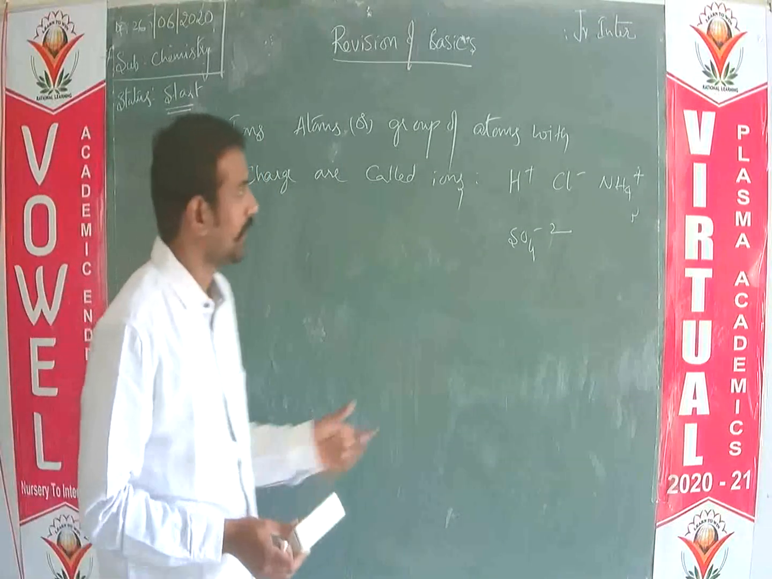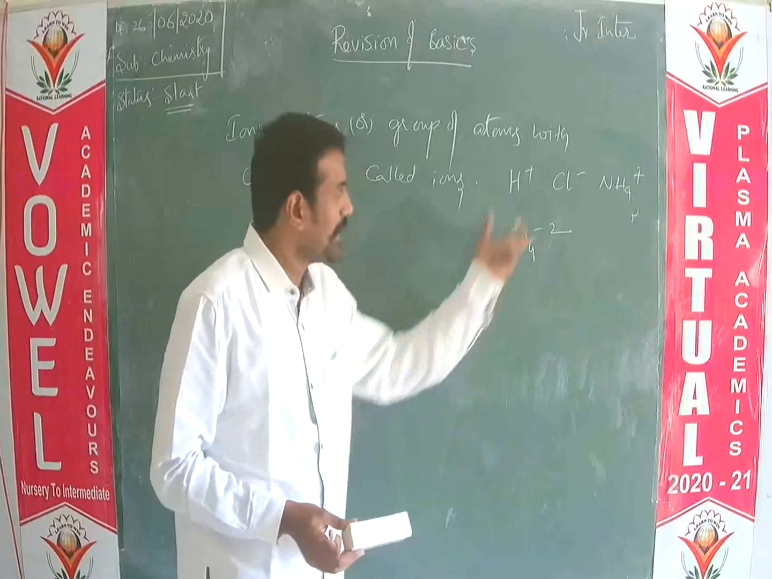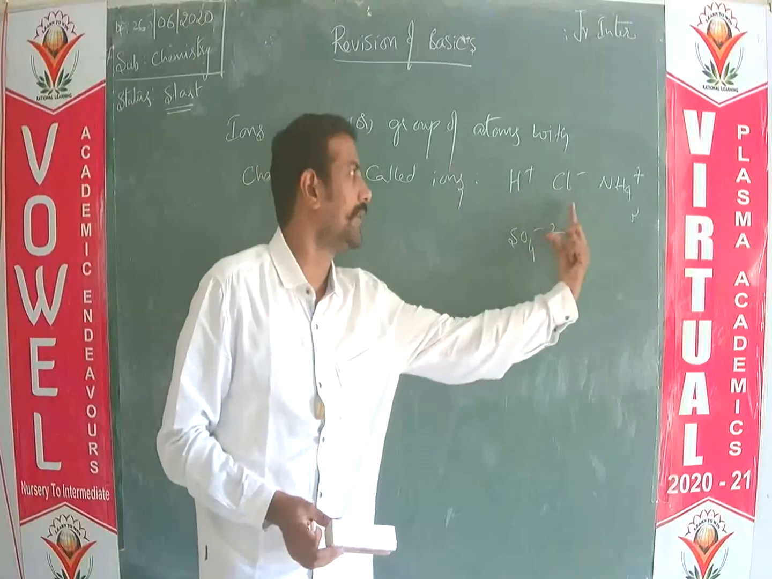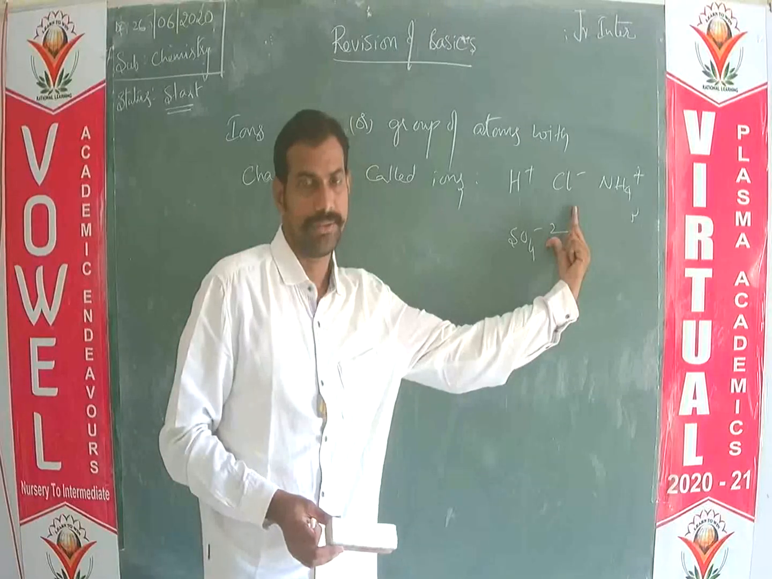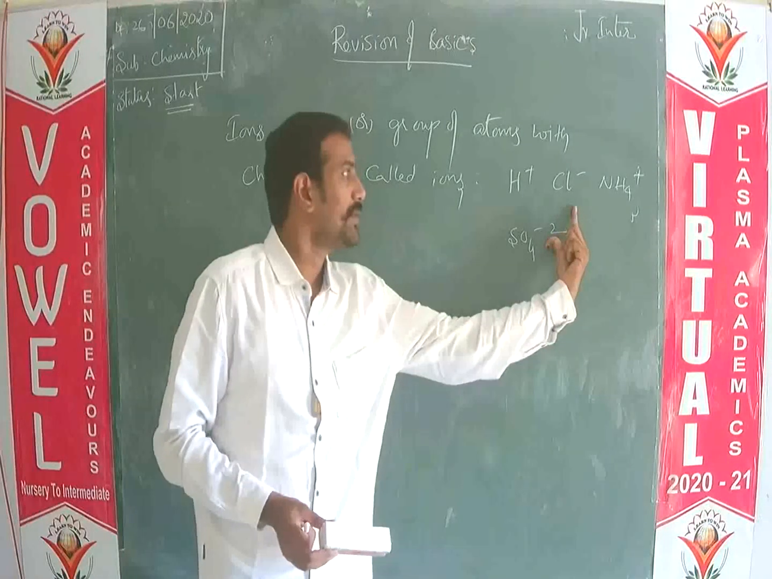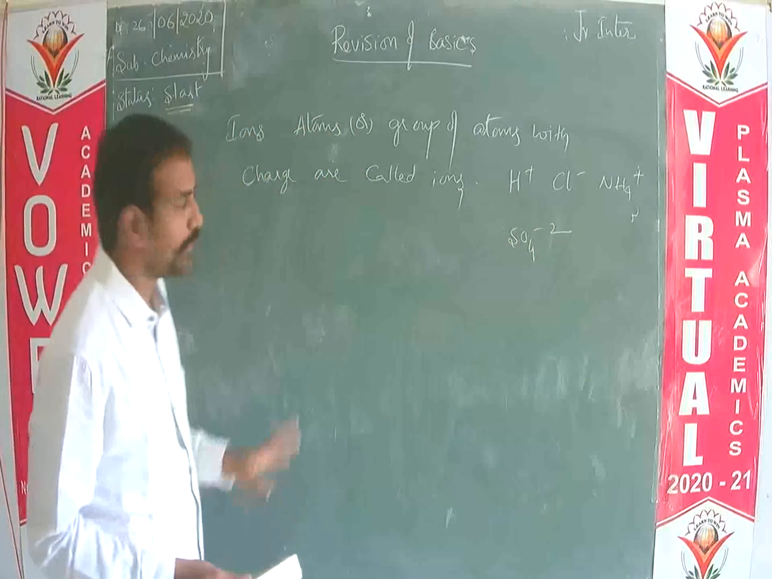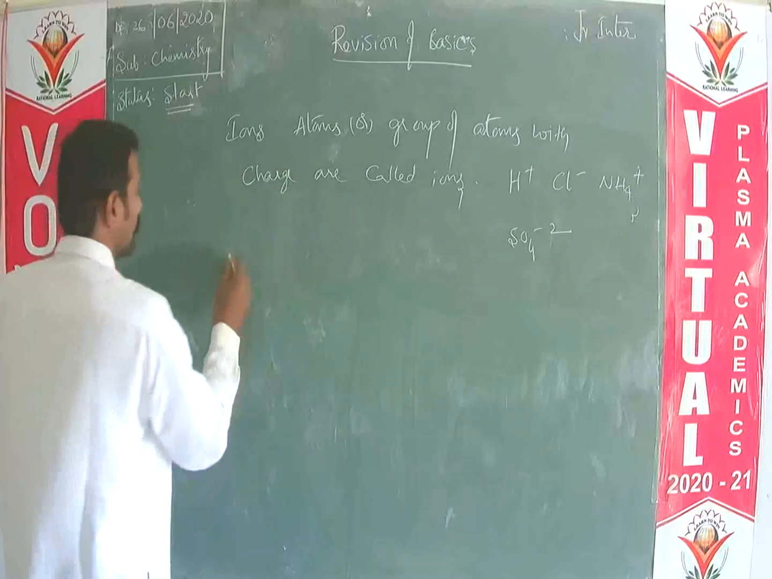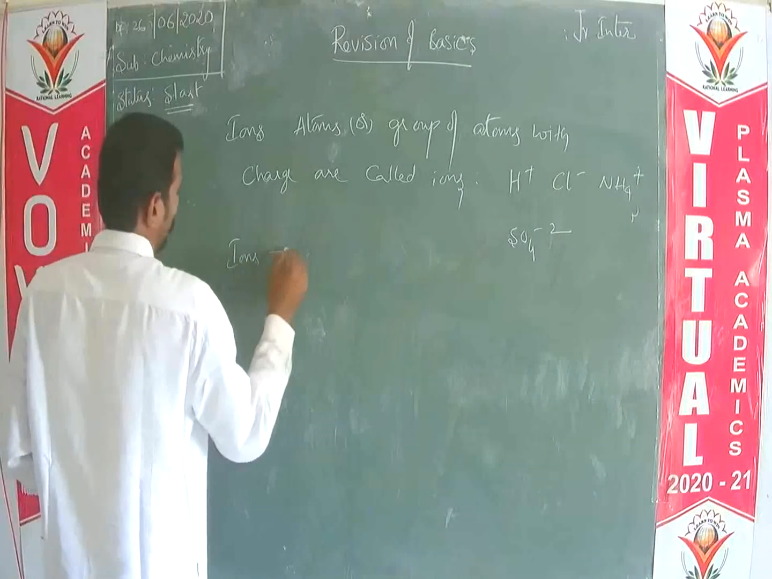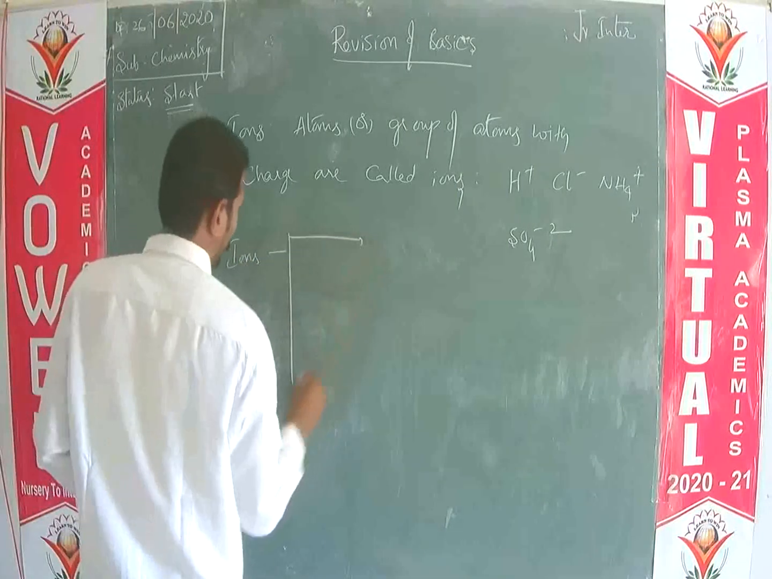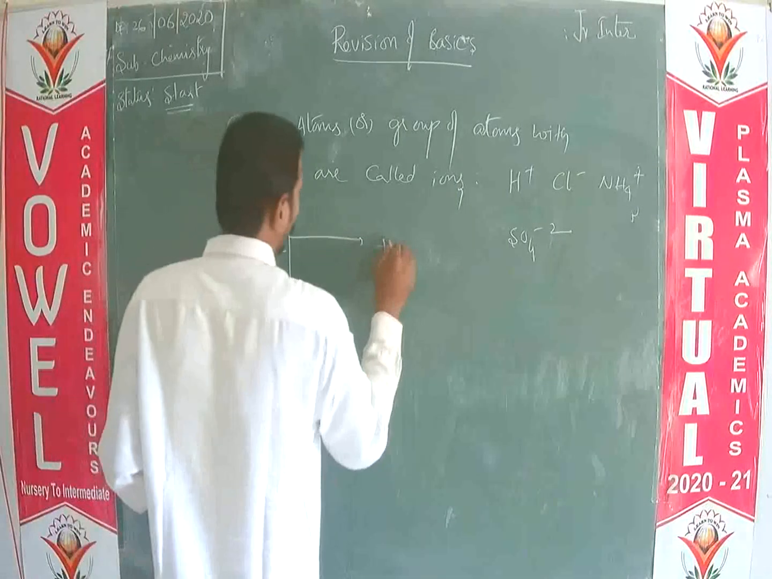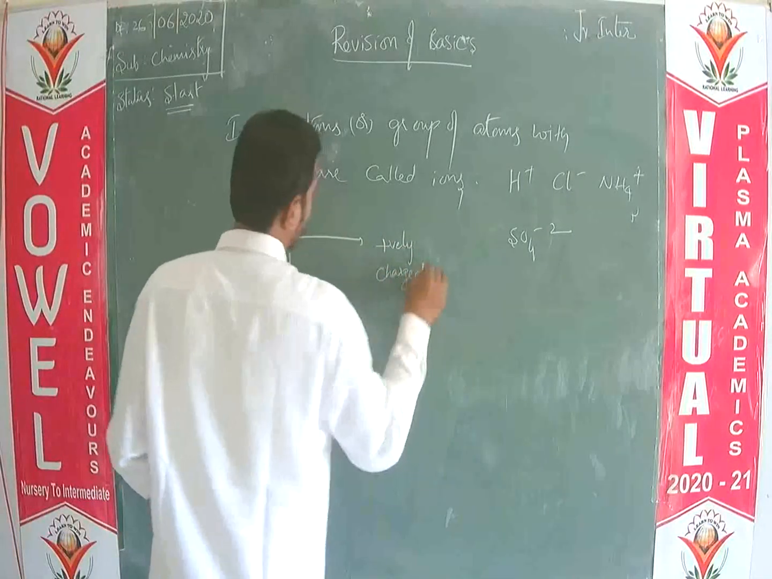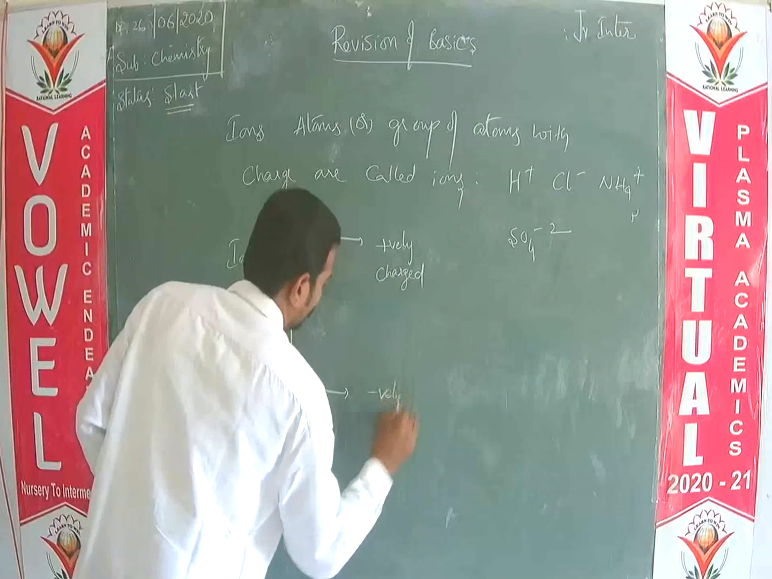But here, some particles have positive charge and some particles have negative charge. So the classification of ions can be done in two ways: one is positively charged ions, and second one is negatively charged ions.